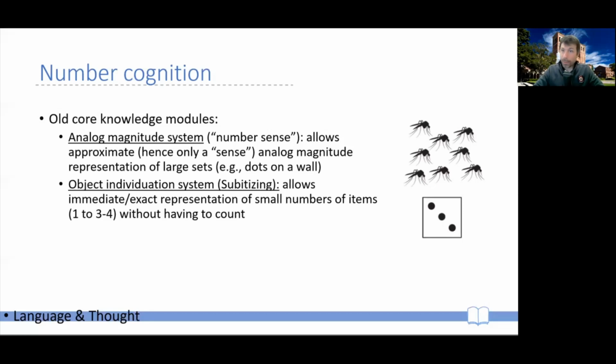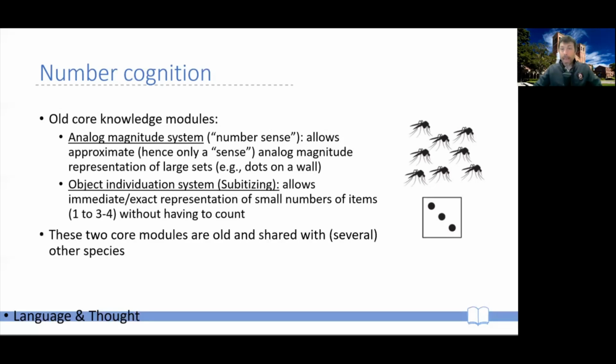The analog magnitude system, on the other hand, is coarse. It doesn't give you an exact number. It gives you an overall impression of just how much. And now, as I was saying, the theory says that these are two core modules that are old and that we come into this world with. So we have them as infants before we acquire language, but also several other species also have these modules. So this is the continuity part of the theory.